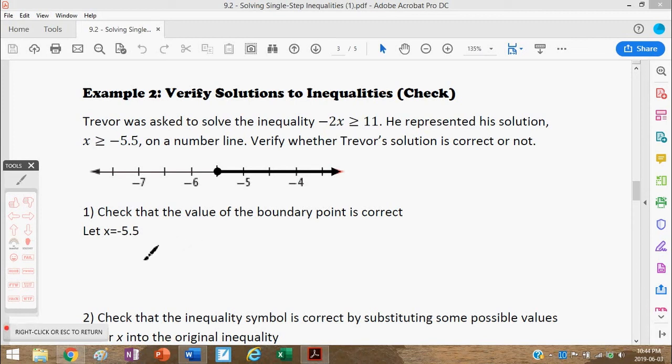Okay, so the first thing we're going to do is assume negative 2x equals 11. Let's plug in negative 5.5 for x. We're assuming this negative 2x is equal to 11, but we're going to do the same thing we've been doing here, left side and right side business. The left side is negative 2x, and the right side is 11. So we have negative 2 here, and we're multiplying by negative 5.5.